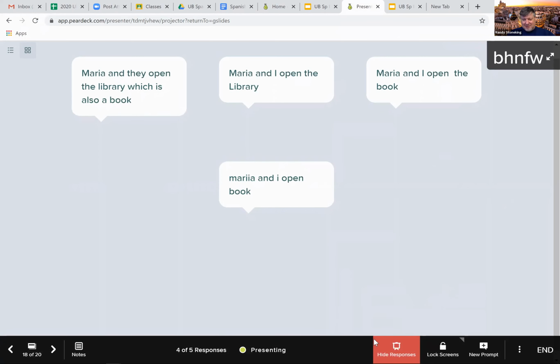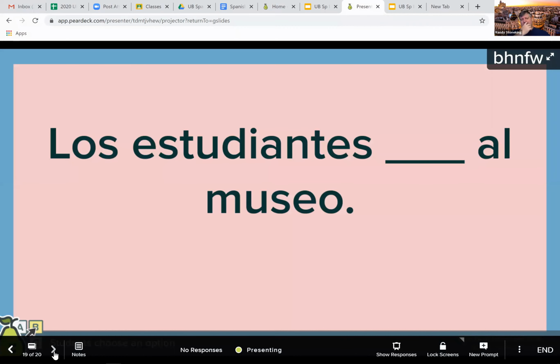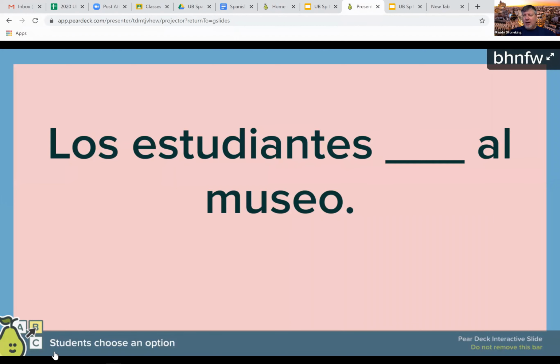Let's scoot to the next one. We got one more here, or two, I think. So let's look at this sentence. Los estudiantes blank al museo. Think about where los estudiantes, which ending would it need? And then is the verb an AR verb, an ER verb, or an IR verb? Which ending corresponds?